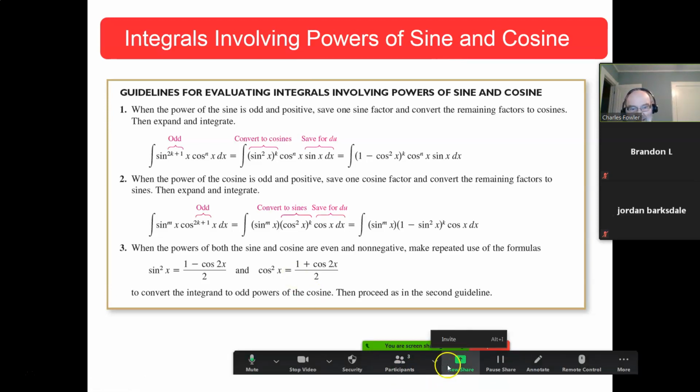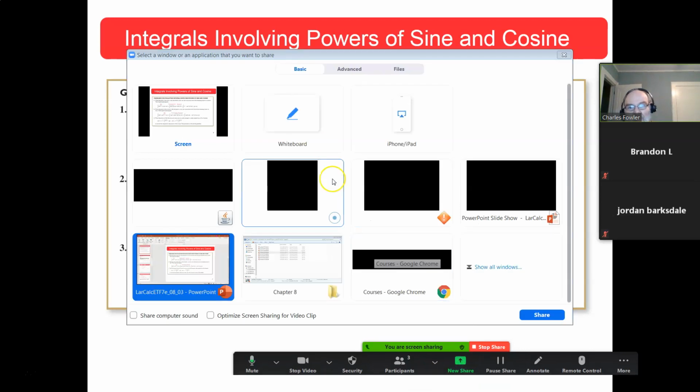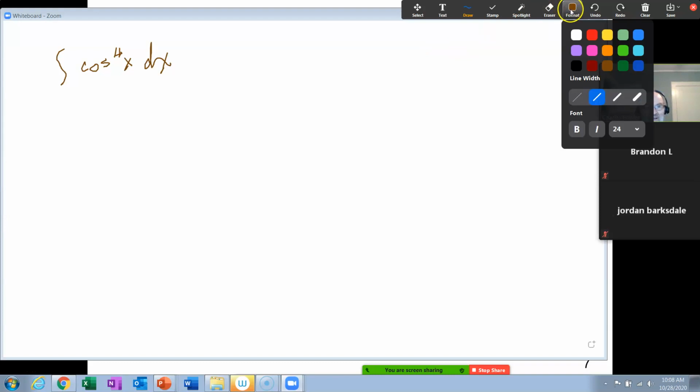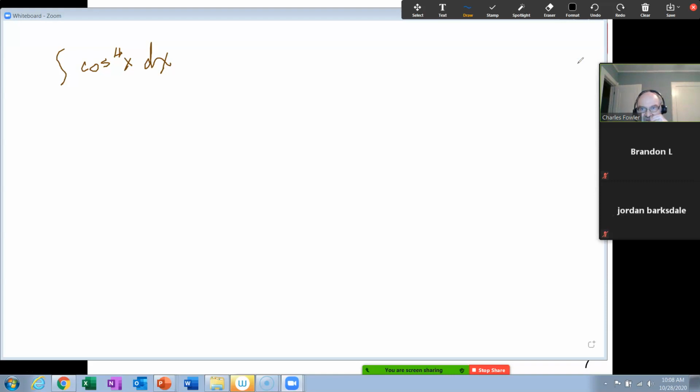So let's go back to the whiteboard. And so what we're going to use here, now for some reason, I was doing a lab yesterday in my physical science class and we got our colors off. So I'm going back to black here, okay? It was sort of a brown.